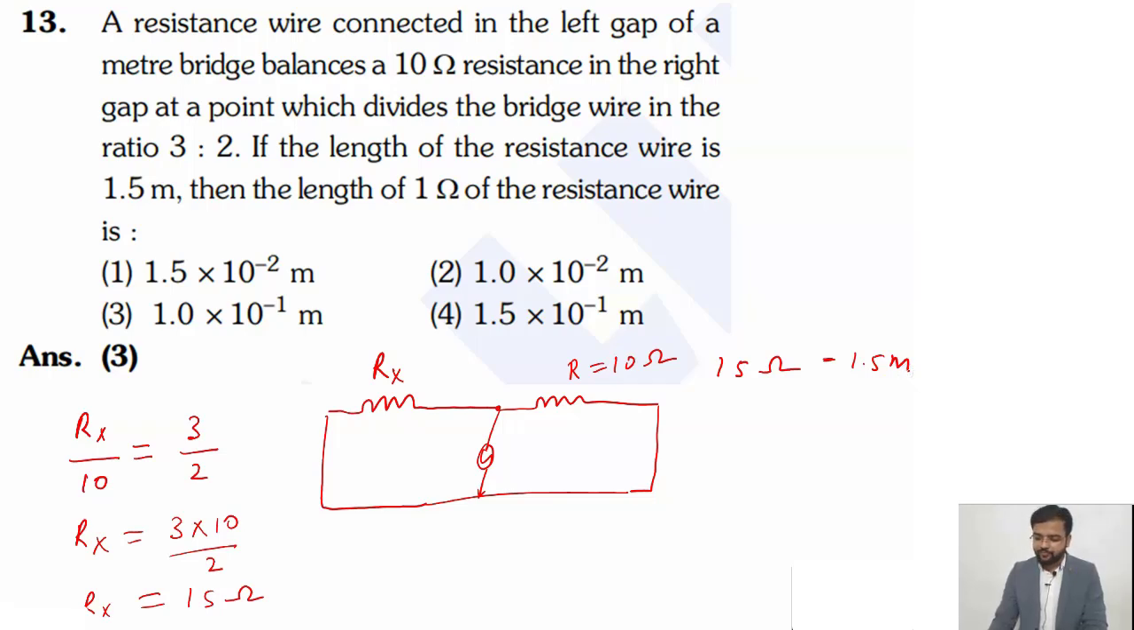For the 1 ohm resistance, the length is Lx. So Lx will be 1.5 divided by 15 into 1. After solving this, we will get option number 3, 1 into 10 raised to minus 1 meter. So option number 3 is correct over here. Okay, let's see the next question here.